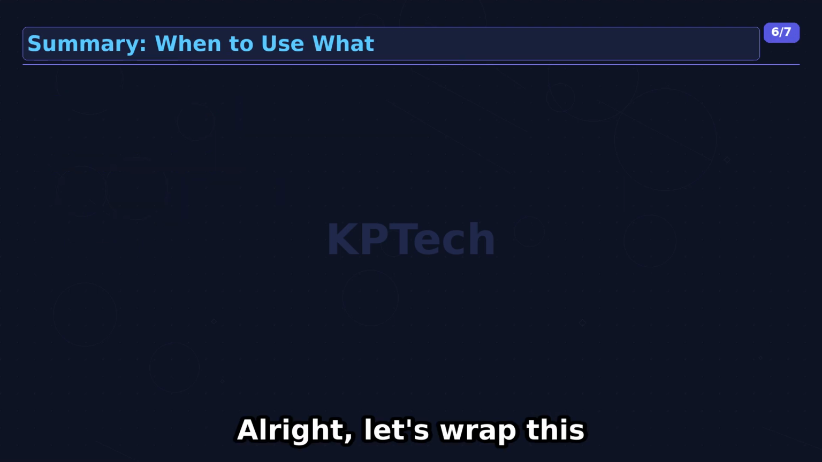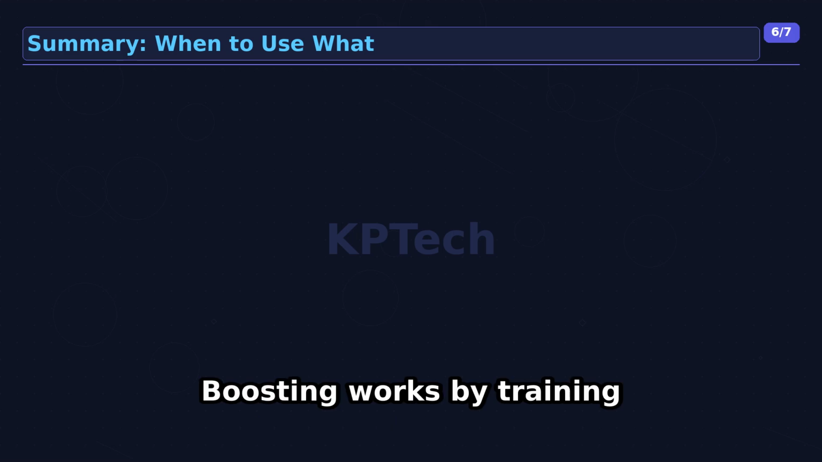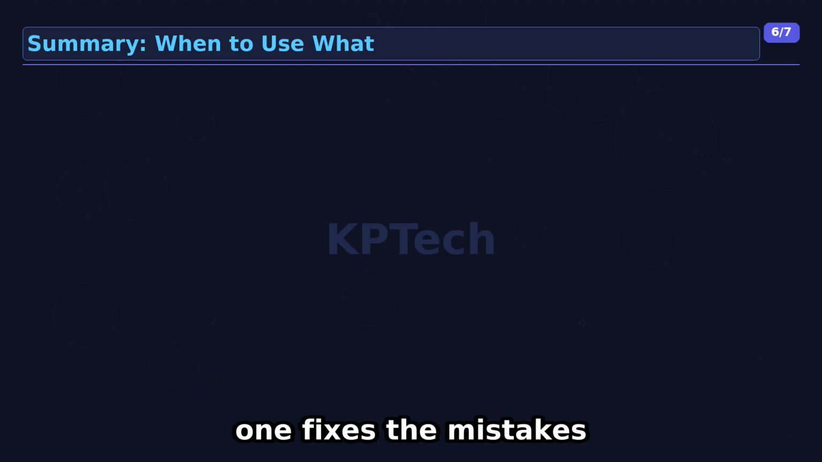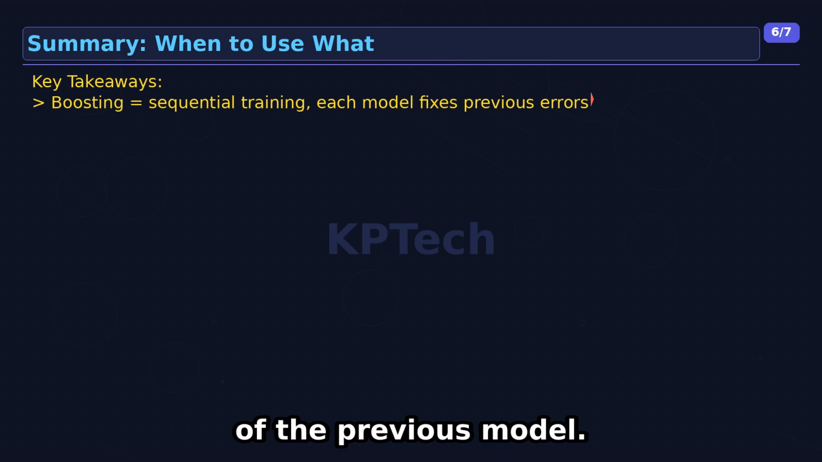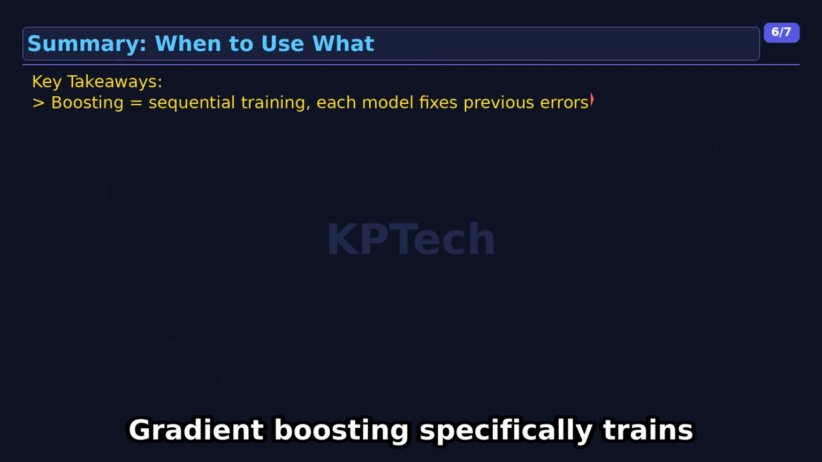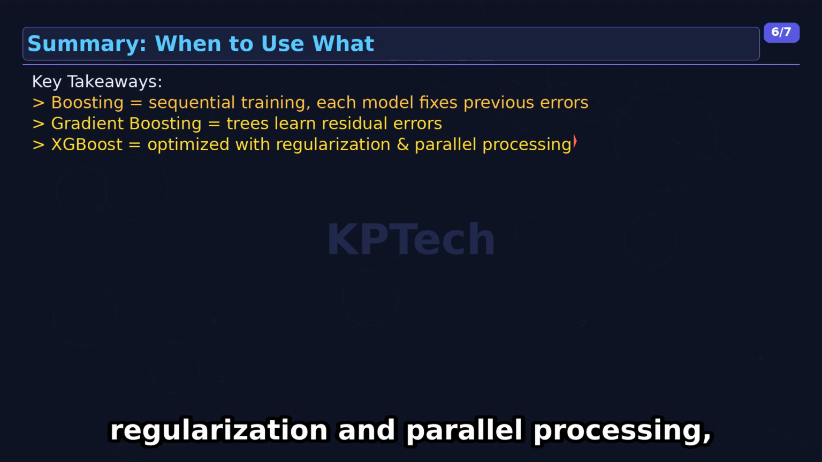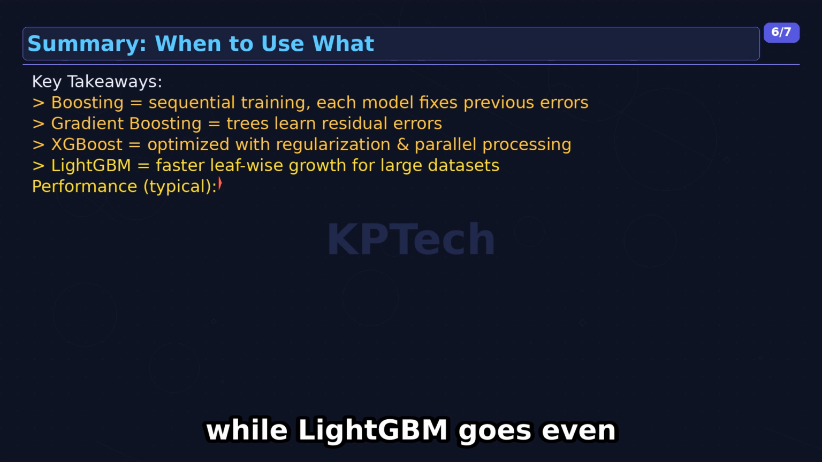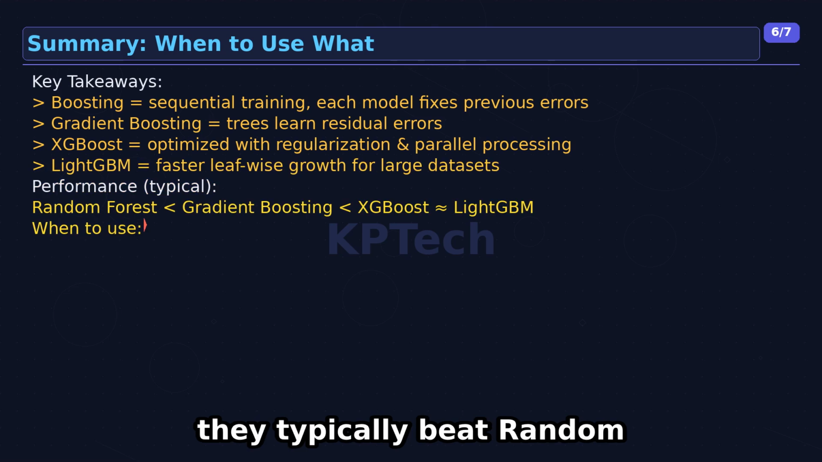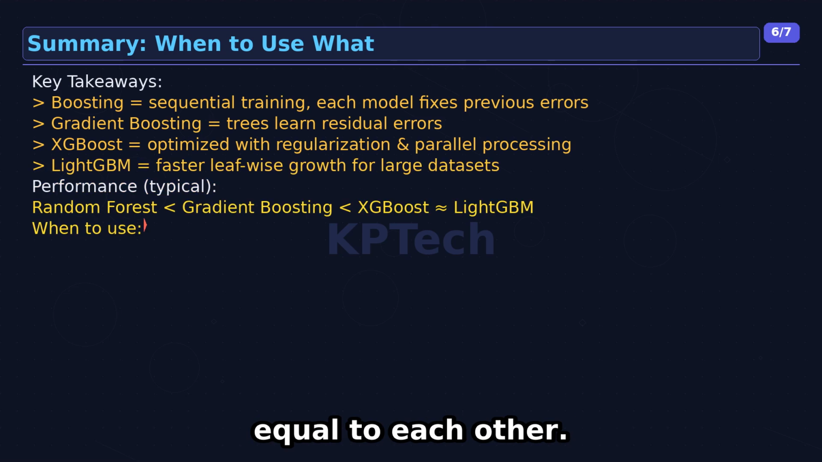Alright, let's wrap this up. Boosting works by training models sequentially, where each one fixes the mistakes of the previous model. Gradient boosting specifically trains trees to predict residual errors. XGBoost optimizes this with regularization and parallel processing, while LightGBM goes even faster with leafwise tree growth. In terms of performance, they typically beat random forest and are roughly equal to each other.